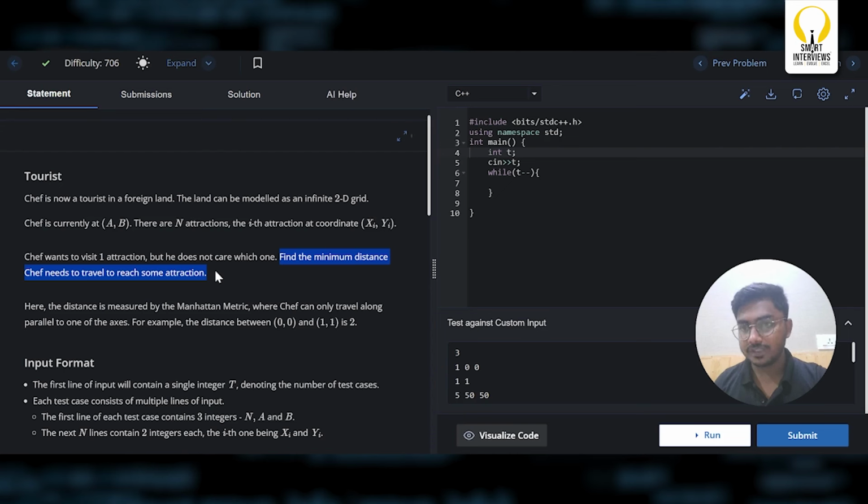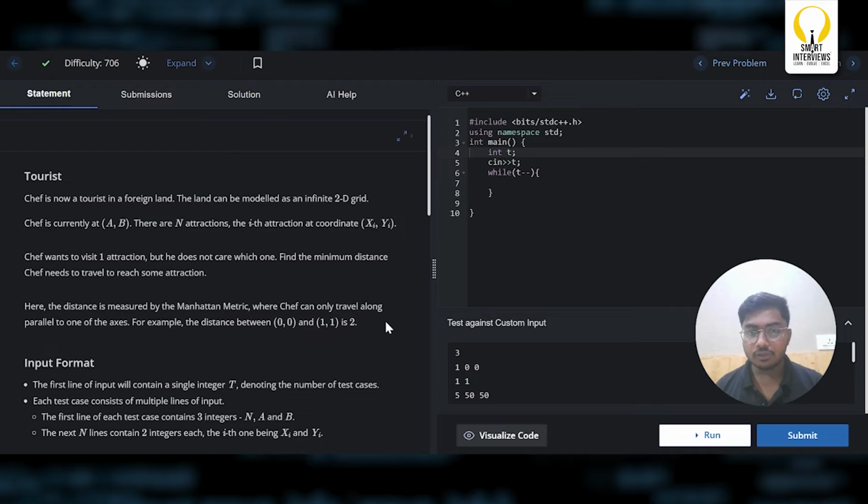Okay, he wants to visit only one attraction, which is the nearest one. We need to find out which is at a minimum distance. Here, distance is measured by the Manhattan metric, where Chef can travel parallel to one of the axes. For example, the distance between 0, 0 and 1, 1 is going to be 2.